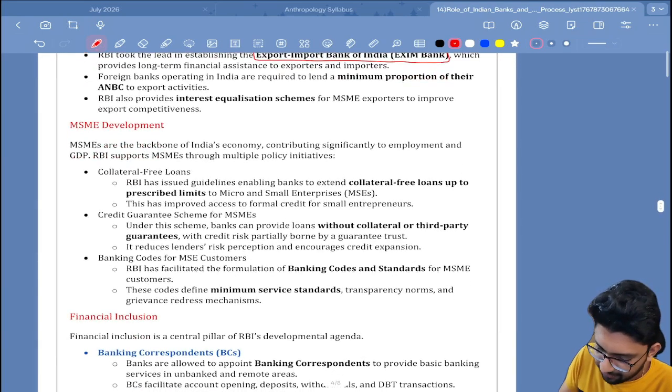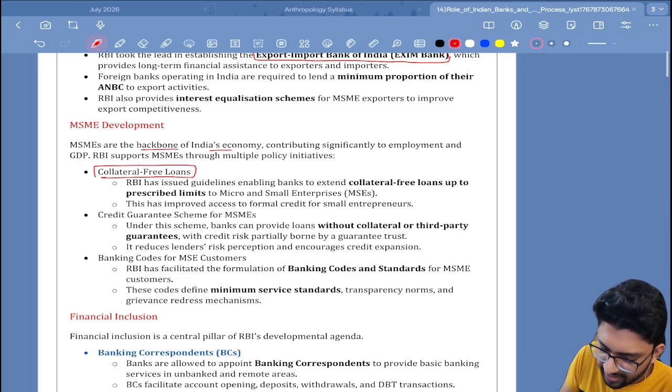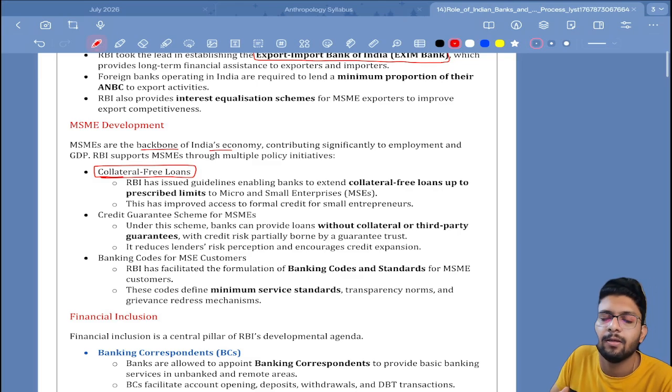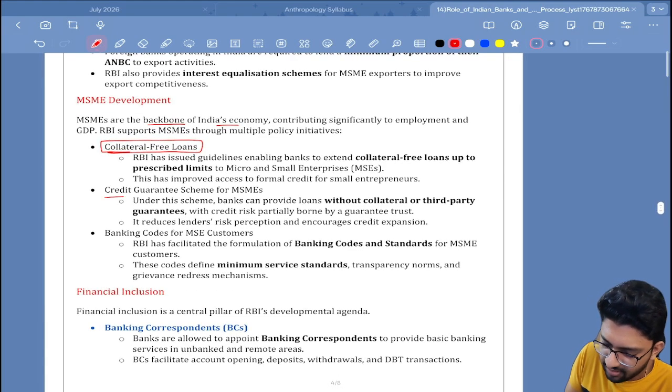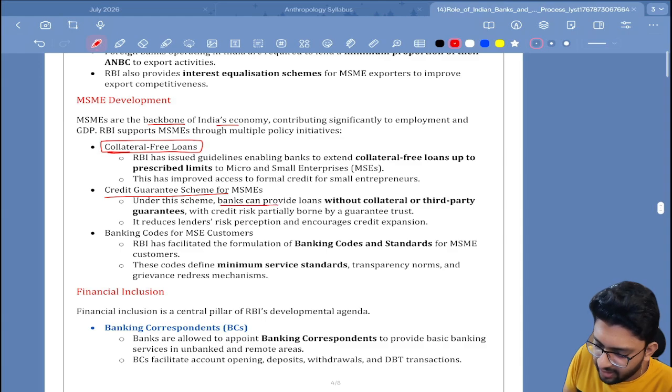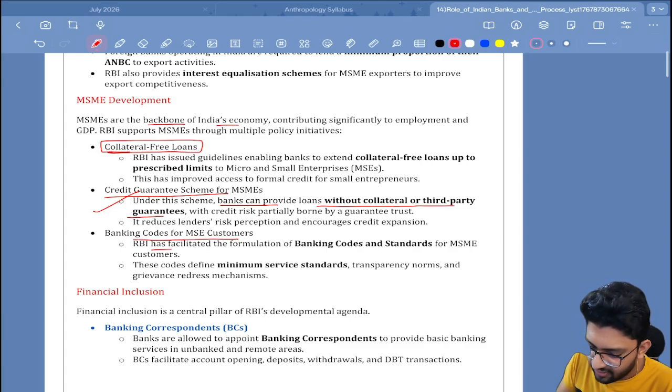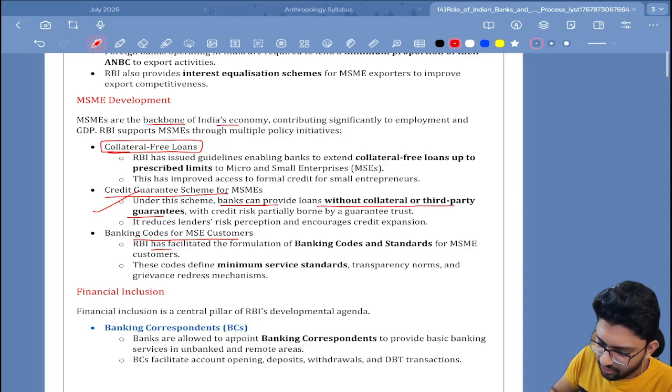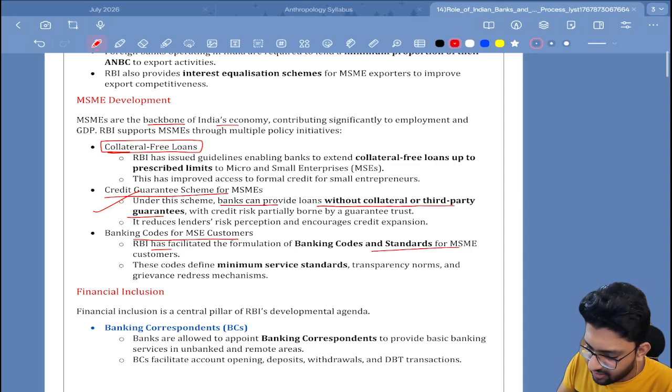MSME development. MSMEs are the backbone of India's economy. Collateral-free loans. That means no collateral is being engaged in the operations. Credit guarantee for MSMEs. Banks can provide loans without collateral or third-party guarantees. Bank codes for MSME customers. RBI has facilitated the formulation of banking codes and standards for MSME customers. These codes define minimum service standards.